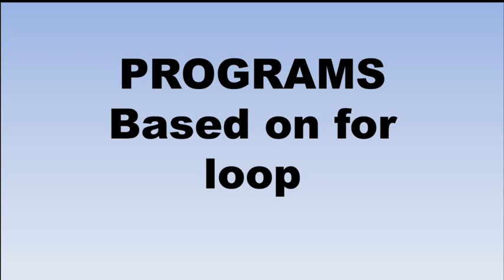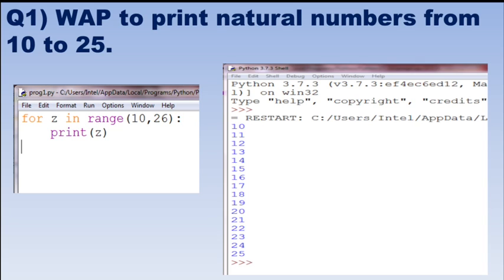Welcome students to the third part of iterative statements in Python, where we are going to discuss certain basic programs based on for loop, just to illustrate the working of for loop in Python programs. So the first question is, write a program to print natural numbers from 10 to 25.